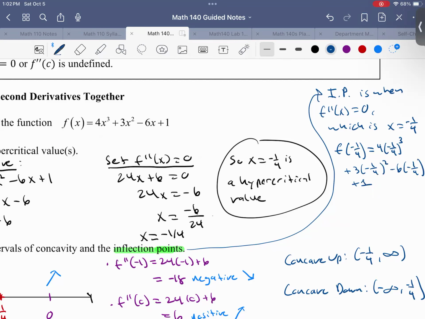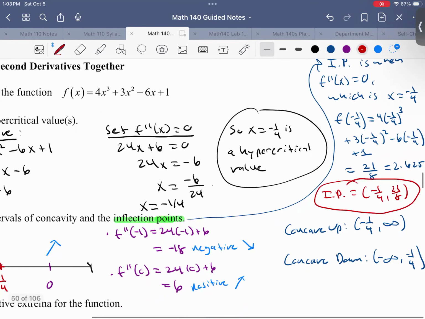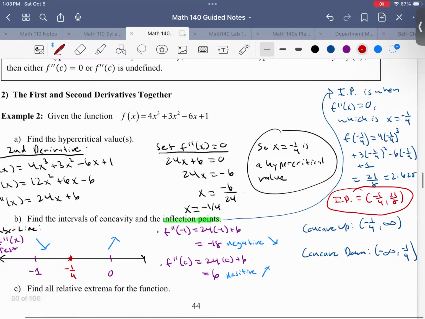So if you do all these calculations, what you end up with is a fraction 21/8, or in decimal, 2.625. So really, your inflection point is just -1/4 and 21/8. Okay, so that takes care of part B.